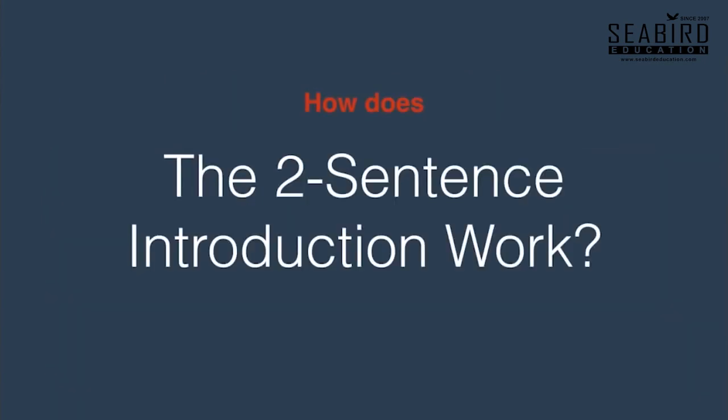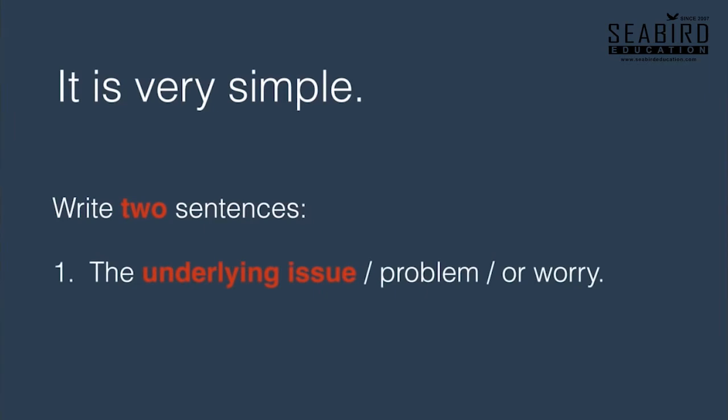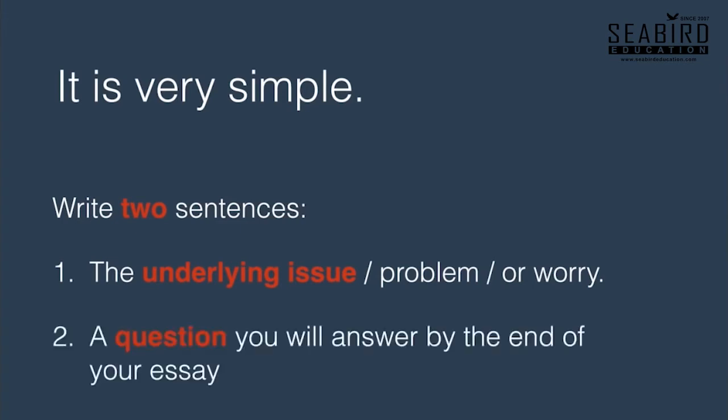So how does the two-sentence introduction work? How can you do this in an exam when you're under pressure and you're worried about your time and you're worried about doing a good job? Well, it's actually very simple. You only need two sentences. The first sentence is about the underlying issue or the actual problem or the thing people are actually worried about. Every question, there is some worry, there is some problem, or we would not be talking about it. Every question, there is a problem to discuss. Sometimes it's obvious, sometimes it's less obvious, but there always is something we can say.